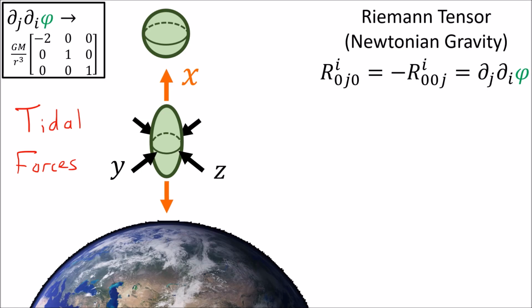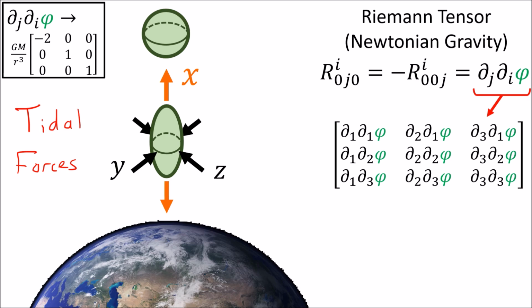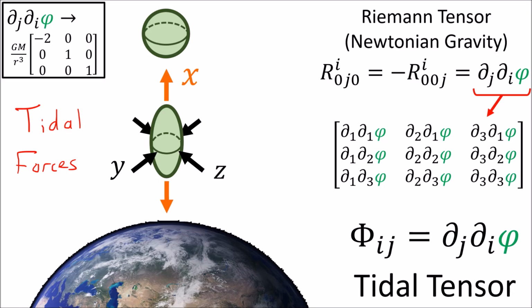So by calculating the Riemann curvature tensor for Newtonian spacetime, we found its components were described by this matrix of second derivatives of the potential, which helped us explain tidal forces in terms of geodesics. We call this 3x3 matrix of potential second derivatives the tidal tensor, since it helps us understand tidal forces.